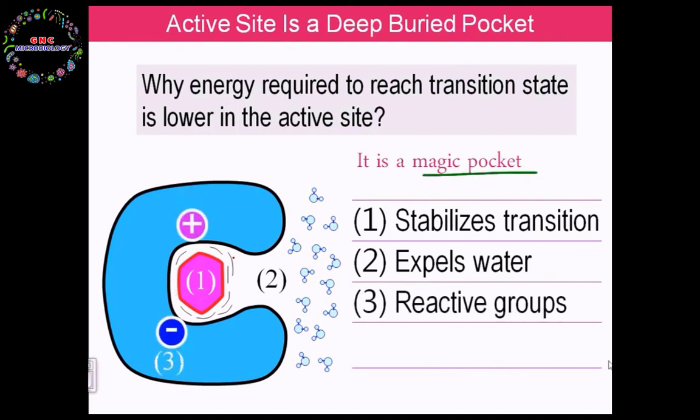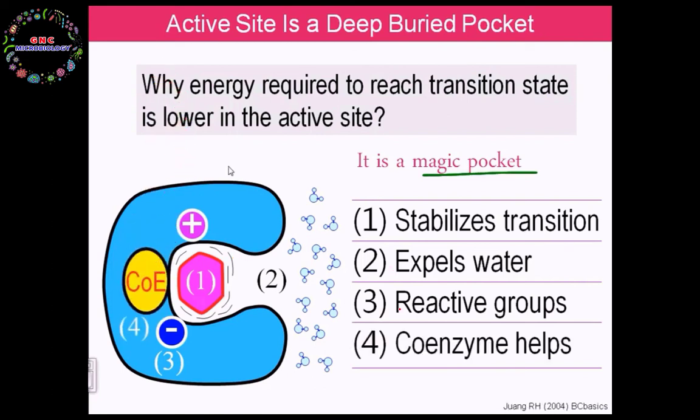Third is what? The reactive groups. Okay, positive and negative charges on the substrate and the active site. That helps in binding very tightly. That is, the binding is proper because of the different charges present on the active site and the substrate molecule. And the last is what? The coenzymes. Coenzymes which are present in the active site help in binding the substrate very tightly.